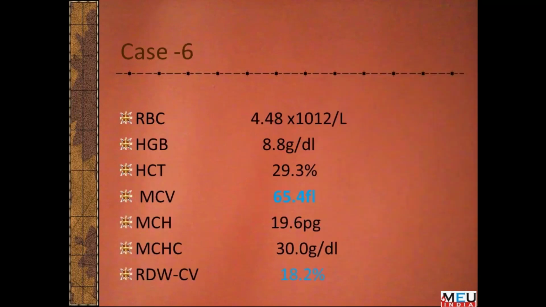Next case is when the RBC count is normal, the hemoglobin is 8.8 and hematocrit is 29.3. Mean corpuscular volume is markedly reduced, and the red cell distribution width CV is 18.2.